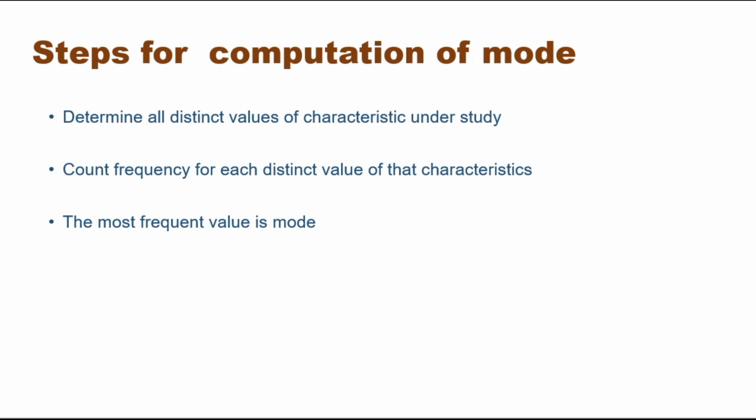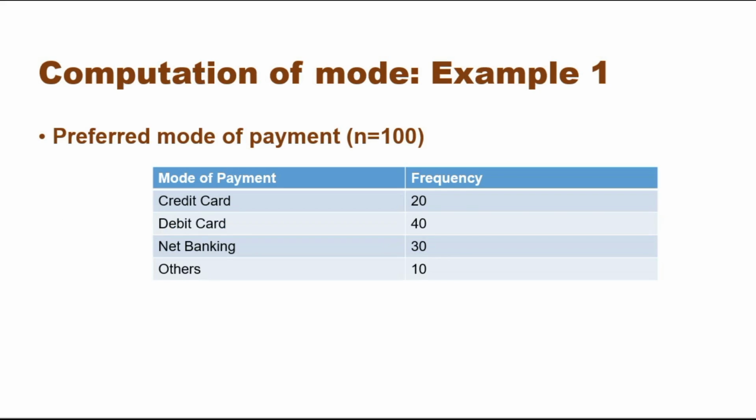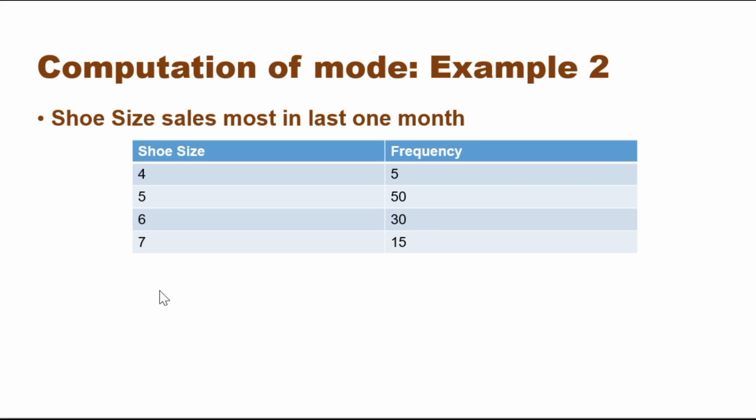So what are the steps for computation of mode? We have to determine all distinct values of a characteristic under study, then count the frequency for each distinct value of that characteristic, and the most frequent value is the mode. Like here we can see that the most preferred method is debit card because its frequency is maximum. Similarly here the shoe size sold most is shoe size 5 because its frequency is maximum, that is 50.